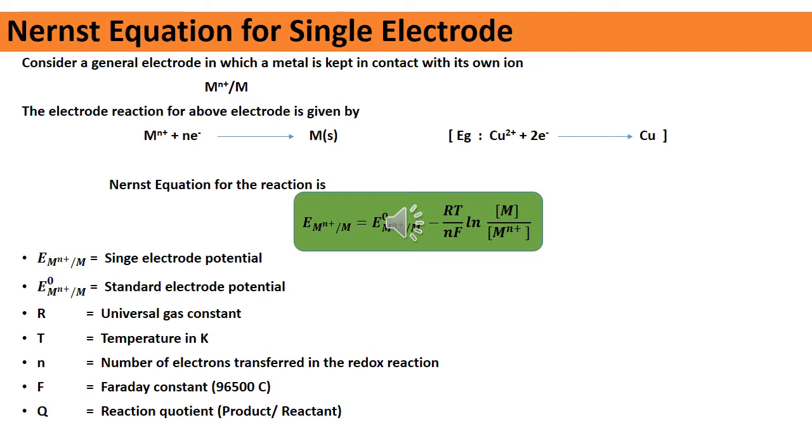Here E is the single electrode potential, E0 is the standard electrode potential, R is the universal gas constant, T is temperature in Kelvin, n is the number of electrons in the redox reaction, F is Faraday's constant and its value is 96500 coulomb, Q is reaction quotient, that is concentration of product divided by concentration of reactant.